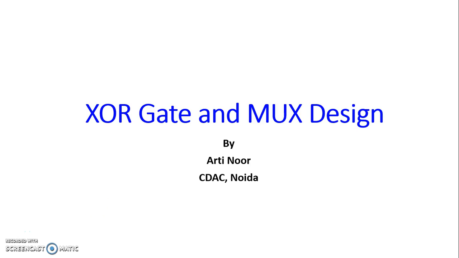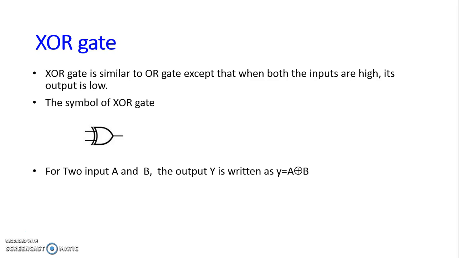The complex logic gates or Boolean functions can also be implemented using basic logic gates. We will take the example of XOR gate and mux design here. XOR gate is similar to OR gate except that when both the inputs are high, its output is low. The symbol of XOR gate is shown here.